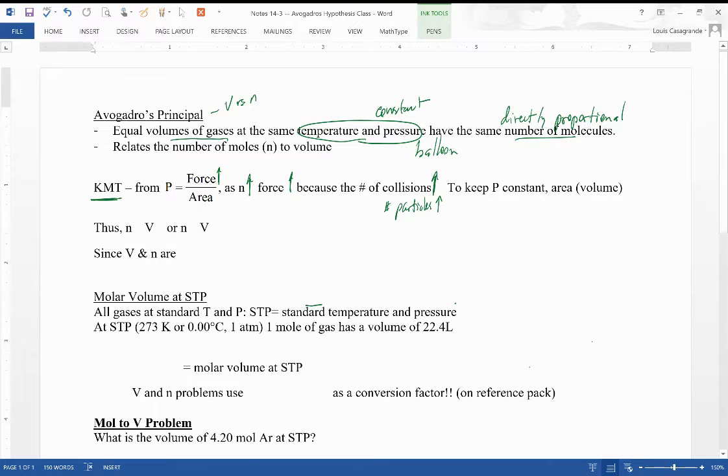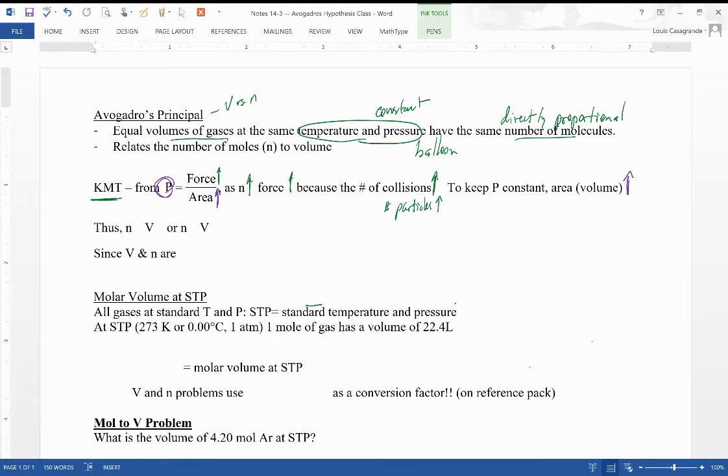Now, we did say we wanted to keep pressure constant. So to keep pressure constant, the area or the volume, the denominator, also has to increase by the same factor. So if the number of molecules doubles, the area is going to have to double. So the area is going to have to go up in order to keep the pressure constant.